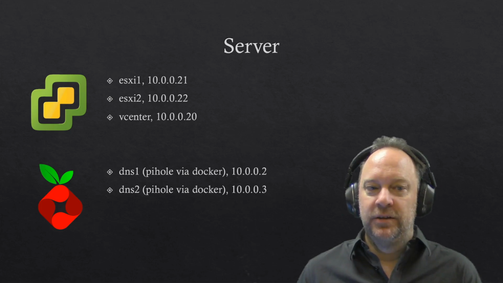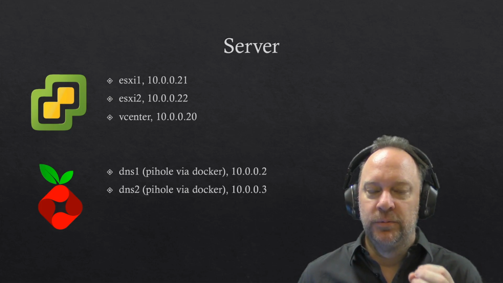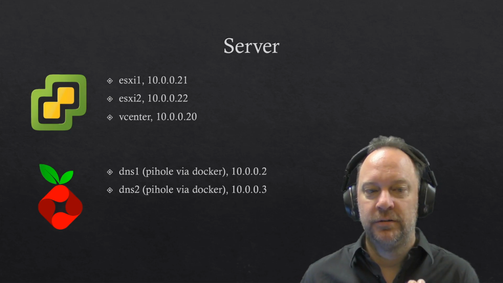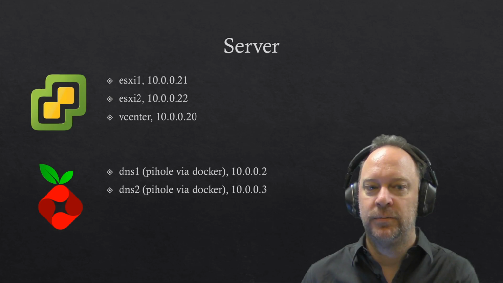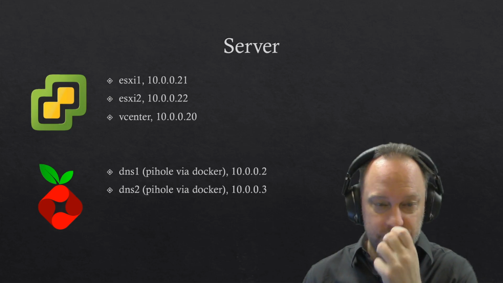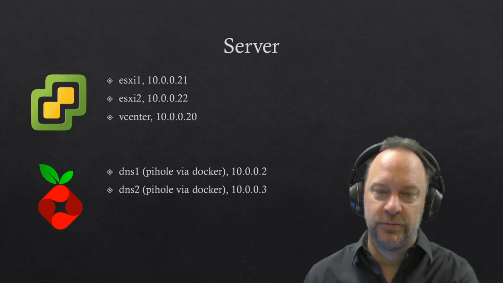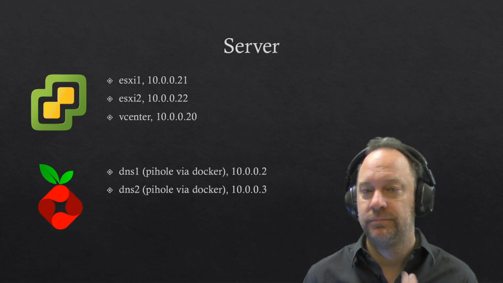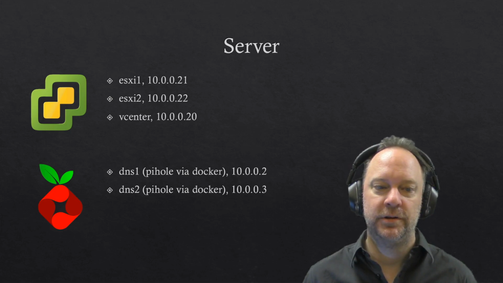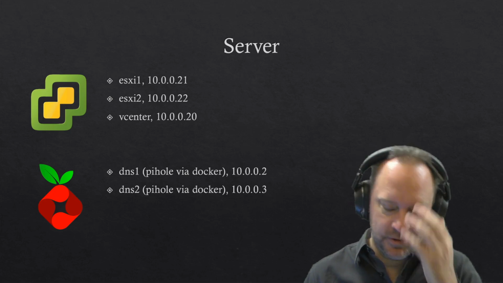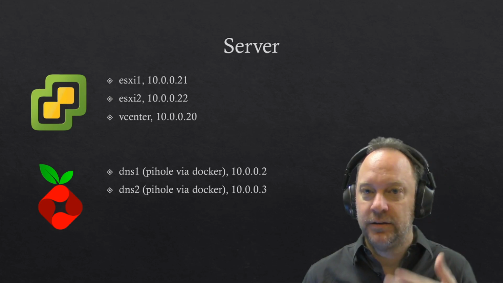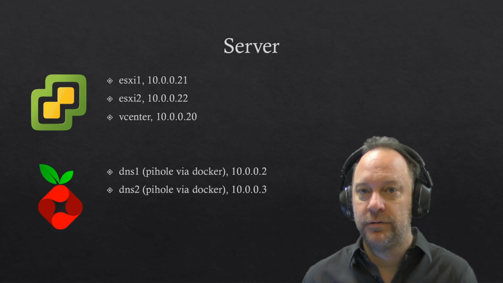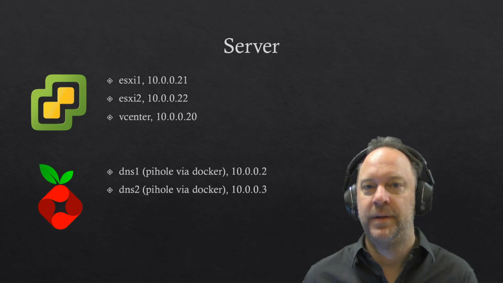vCenter lets you manage the ESXi hosts. And with vCenter, after you stand it up, the first thing you're going to do is stand up a cluster, and you're going to add in the ESXi1 and the ESXi2. From this point forward, just interact with vCenter. The first thing you're going to do is set up a couple VMs. I recommend DNS1 and DNS2. In my case, I deploy Linux, and then I install Docker, and then I deploy Pi-hole using a Docker container. And Pi-hole is my DNS server.